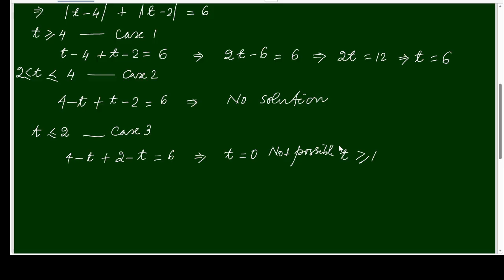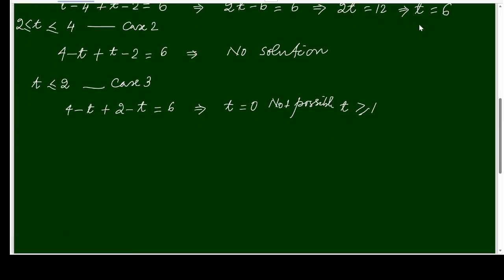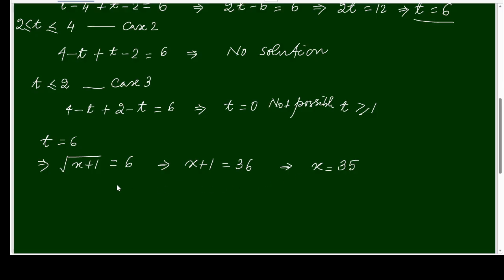So the only option we have is t equals 6. T equals 6 means square root of x plus 1 equals 6, or x plus 1 equals 36, or x equals 35. So the only solution of this question is 35.